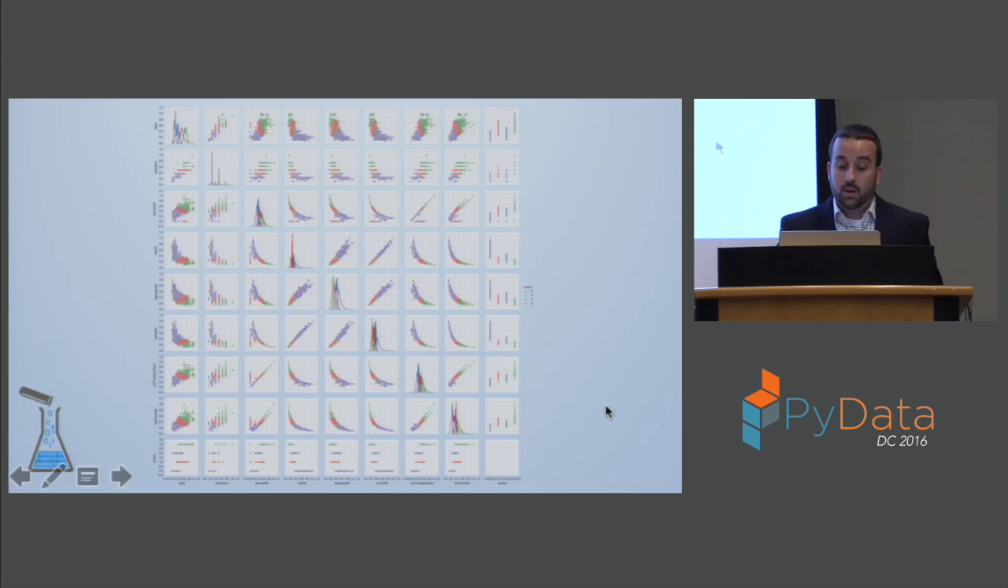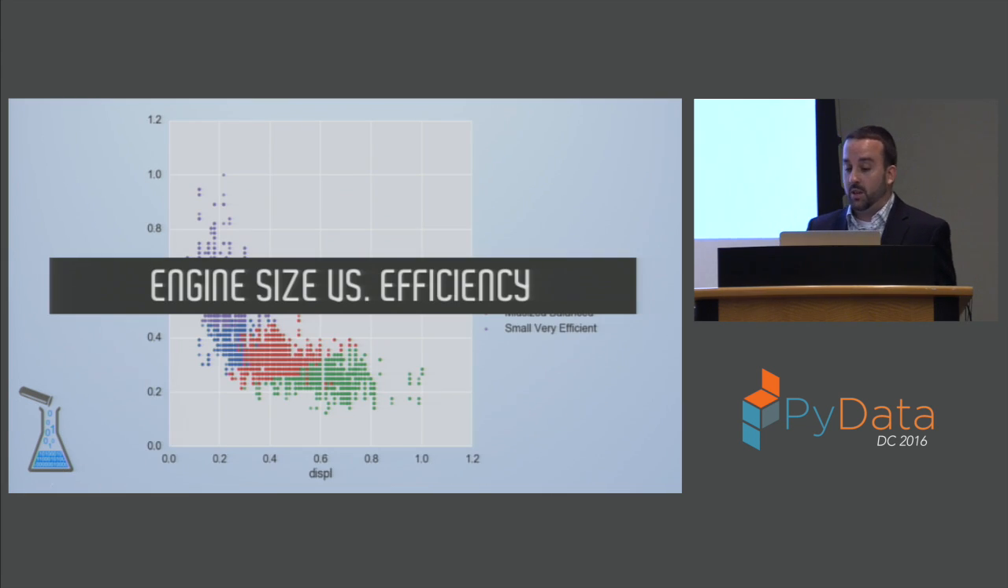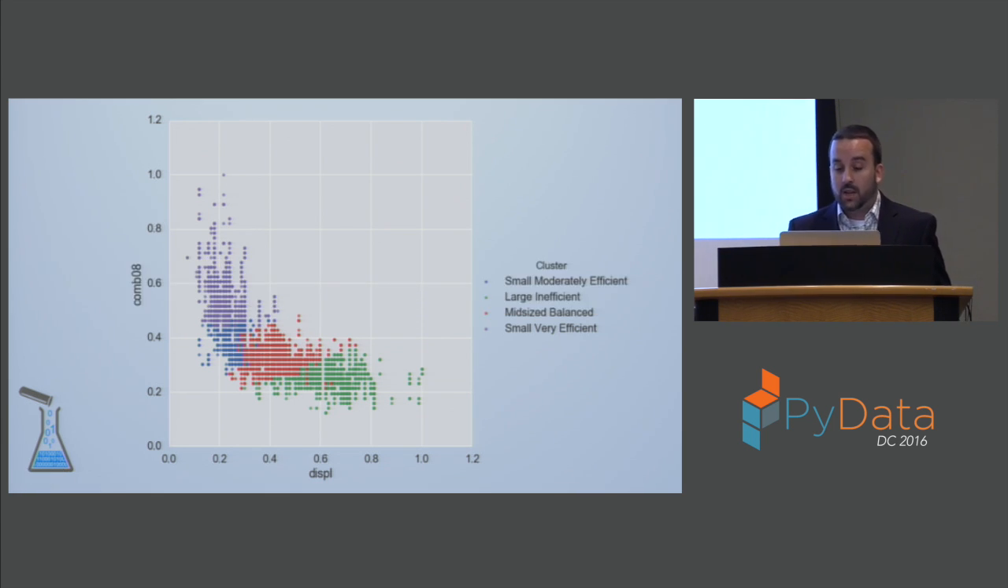And so here I've zoomed in on the engine size versus the fuel efficiency fields with the clusters overlaid. And so from this we can see our very small, very efficient cluster on the upper left in the purple there, followed by our small, moderately efficient cluster in blue, and then our mid-sized balanced cluster in red, and finally our large, inefficient cluster at the bottom right there in green.